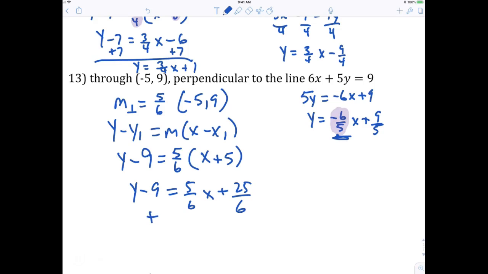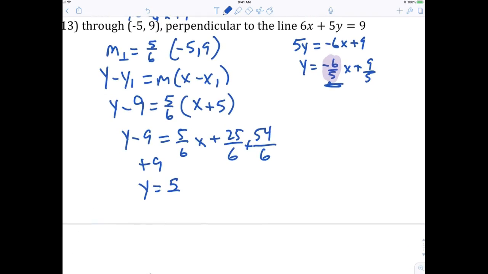Now I have to add what? I have to add 9. I'm adding 9, so I need a common denominator. If I add 9, 9 is what? 54 over 6. You understand me, right? So y is equal to 5/6x plus 79 over 6.